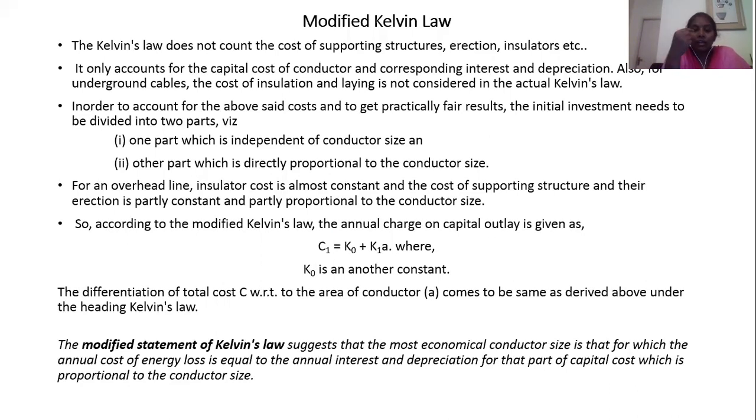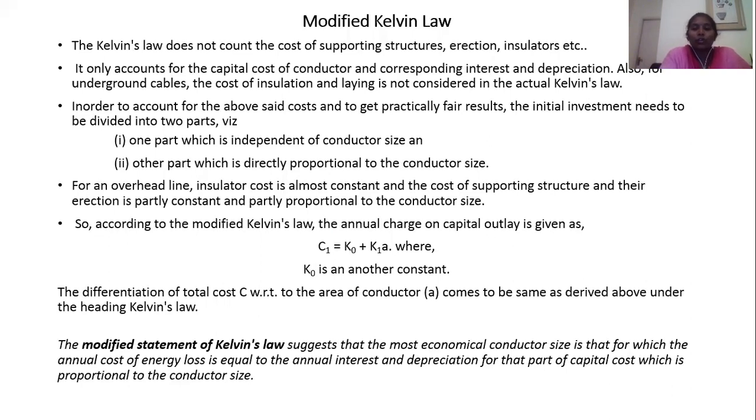And next, the depreciation as well as the interest on the capital layout cost is proportional to the area of cross section, hence it is K1A. So K0 plus K1A is equal to C1. Again, K0 is another constant being considered. Obviously, C2 doesn't change, because the major part of the running cost is nothing but the losses encountered. So C2 is K2 divided by A.